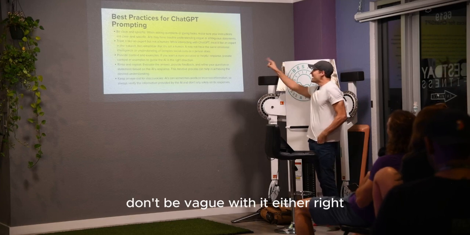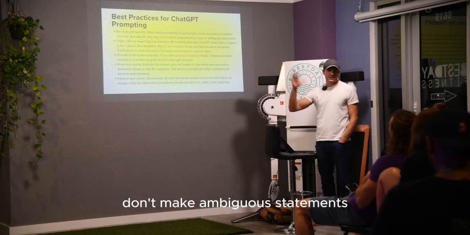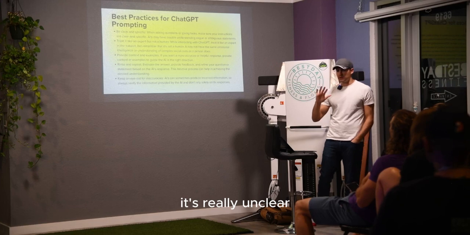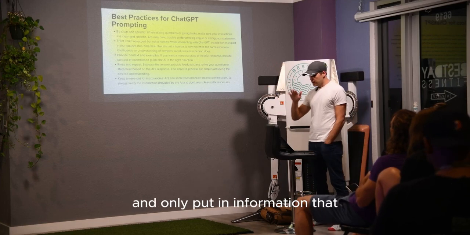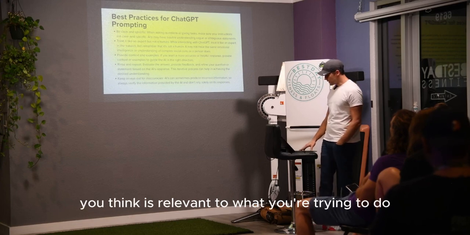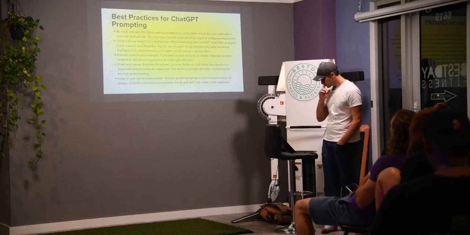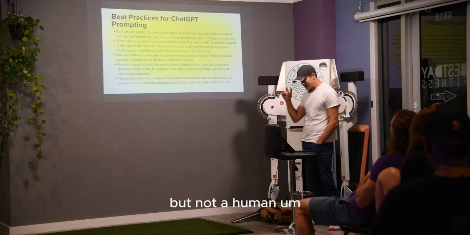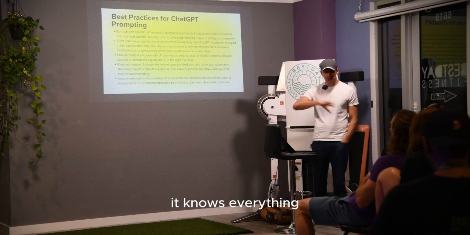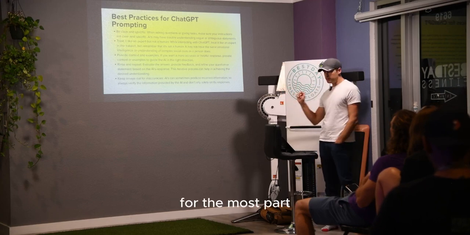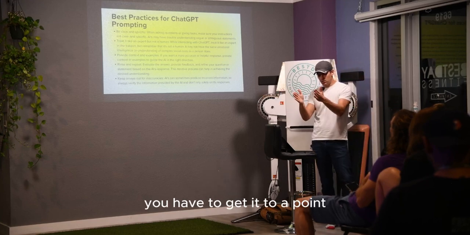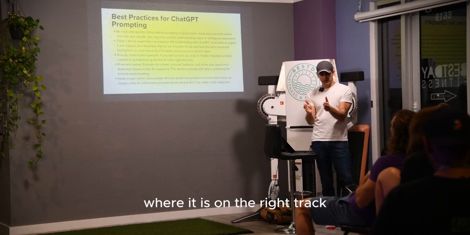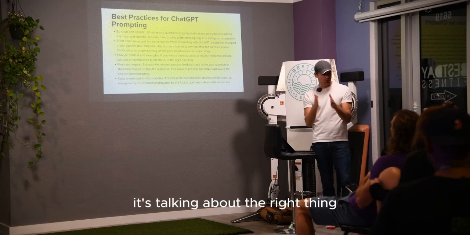Don't be vague with it either, right? So it's kind of the same thing. Don't make ambiguous statements that are really unclear, or be vague with it. Be clear and concise and specific, and only put in information that you think is relevant to what you're trying to do. Treat it like an expert, but not a human. It knows everything for the most part. But again, you have to get it to a point where it is on the right track, it's in the right area, and it's talking about the right thing.